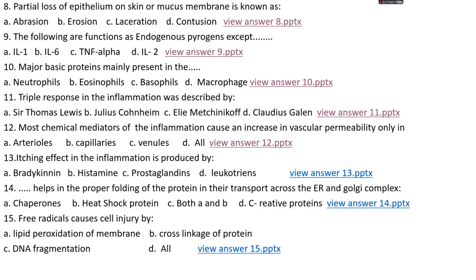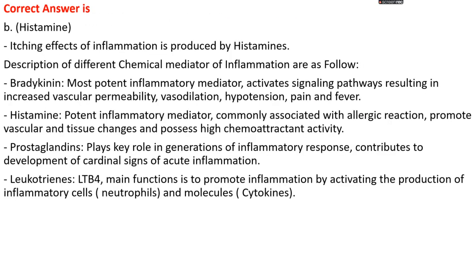Okay. Question number 13. The itching effect in inflammation is produced by: option A, bradykinin; option B, histamine; option C, prostaglandin; option D, leukotriene. The right answer is option B, that is histamine. The itching effect of inflammation is produced by histamine. Let's see the description of the different types of chemical mediators of inflammation as follows.